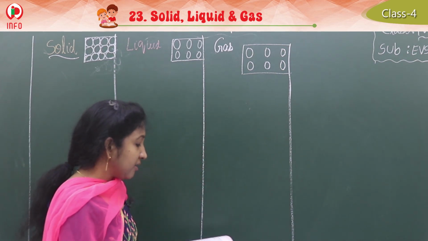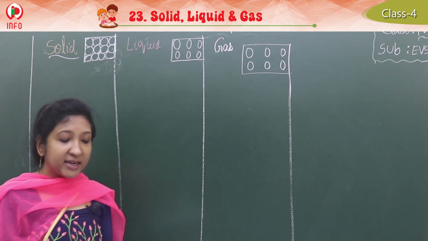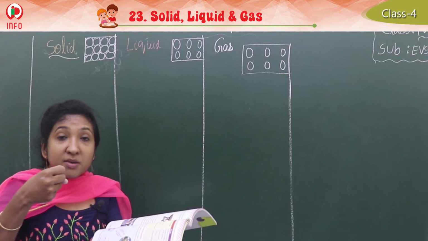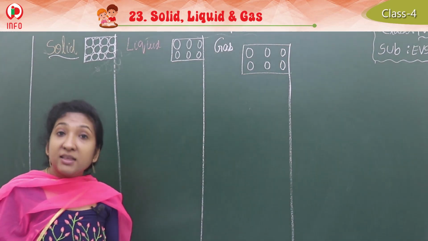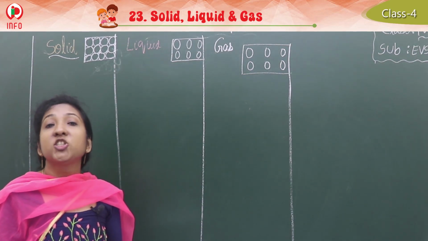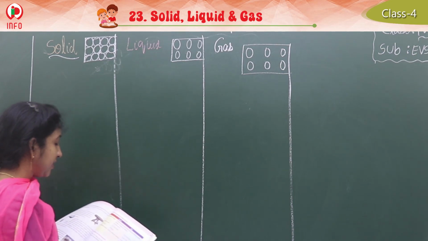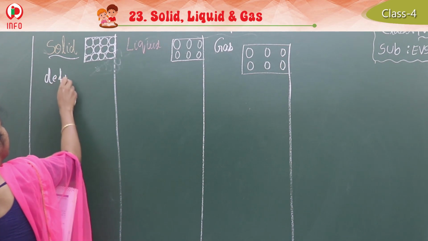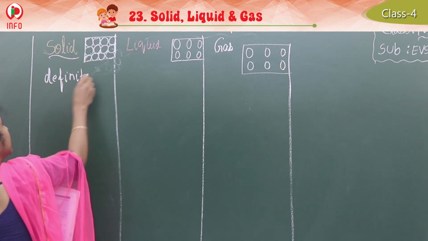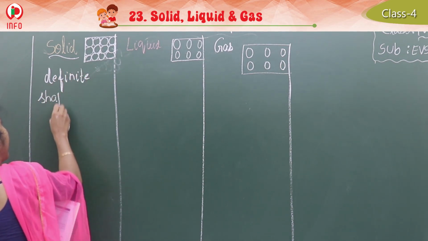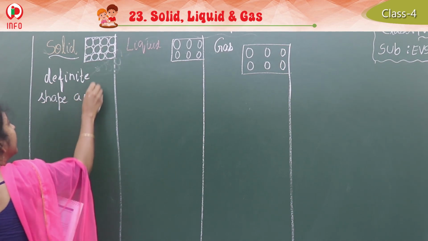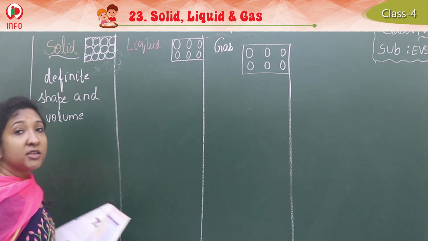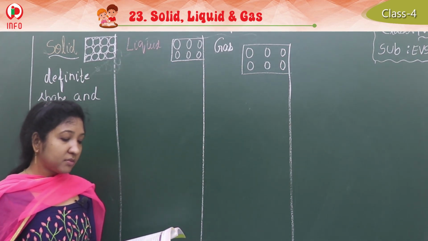In solid, the molecules are tightly packed, very closely packed. So the attraction between them is so strong. That is the reason they have definite shape and volume. Solid has definite shape and volume.